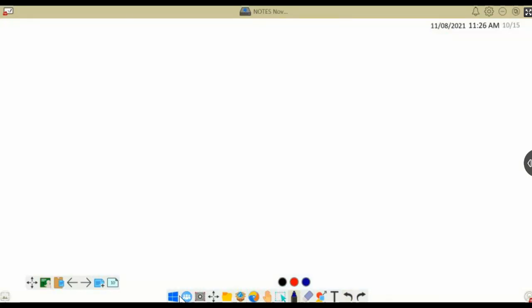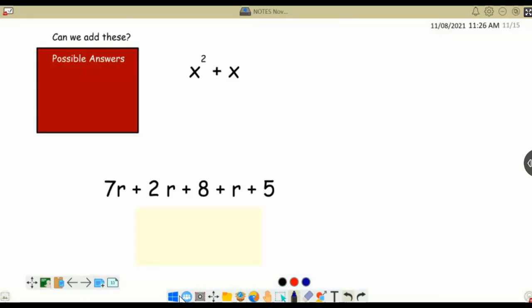So very quickly, I want to just do 2 more examples. Here's a yes, no. Can we add these or not? X squared plus x. Can those be combined? Are they like terms? No.